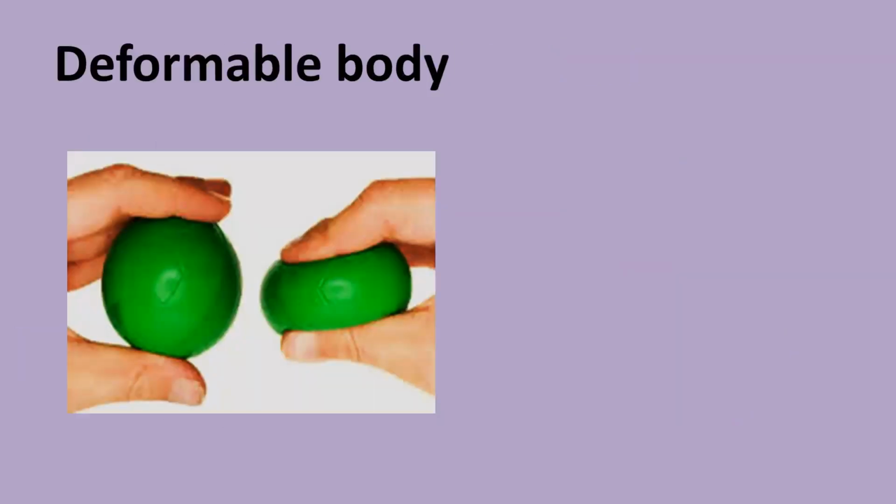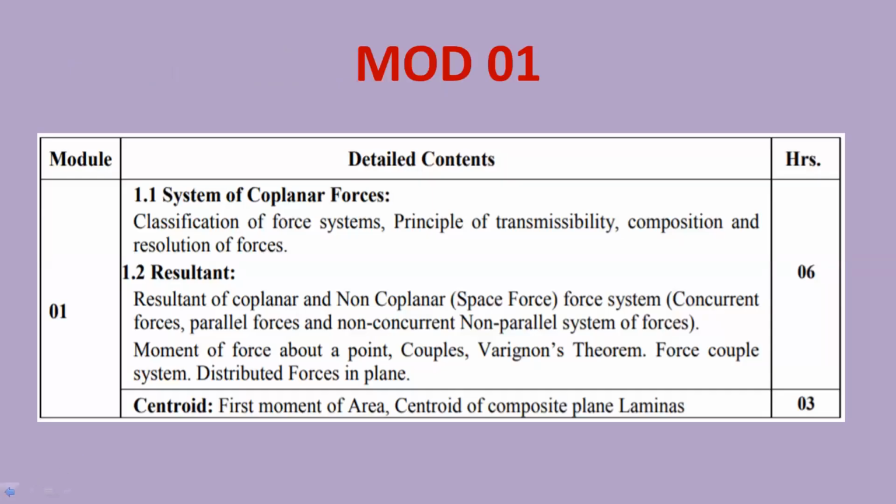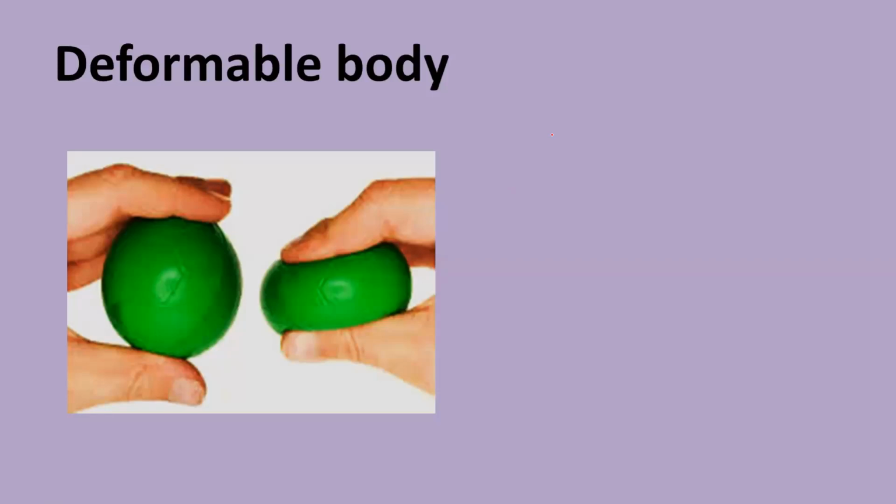And a deformable body means when you apply the force, its shape and size will change. Generally rubber is considered a deformable body. In the universe, all bodies are deformable. That means when we apply force on any object in the universe, there will be some deformation. But for some objects, even if there is a deformation, we consider that object as rigid. You can take the example of a stone.